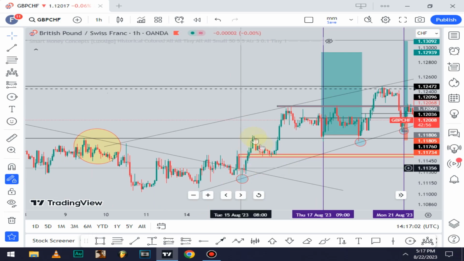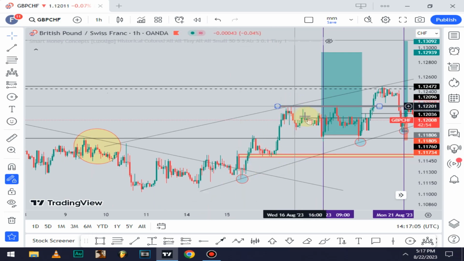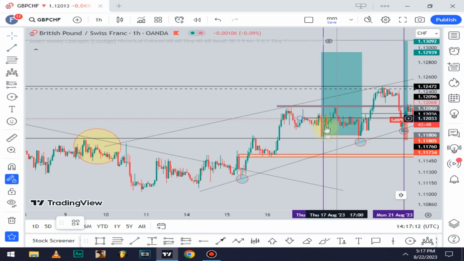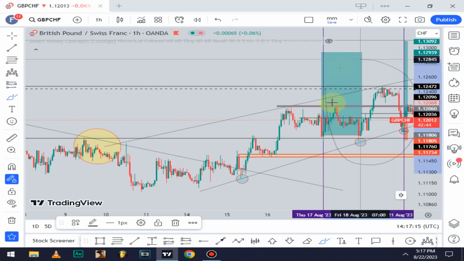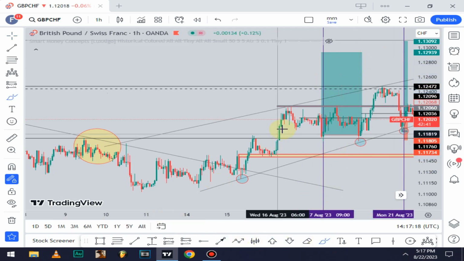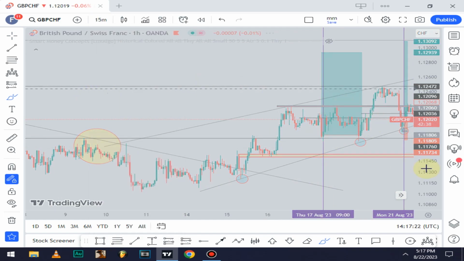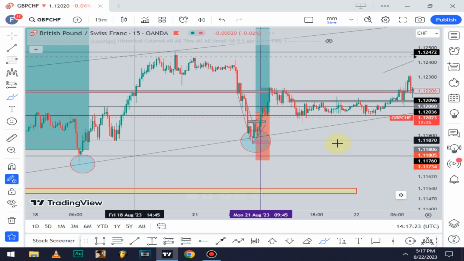I saw price giving us higher high, higher low, higher high. Then price went back over here and gave us a new higher low. Before this happened over here, I went back to the lower time frame, that was the 15, and tried to start looking for my entry position.